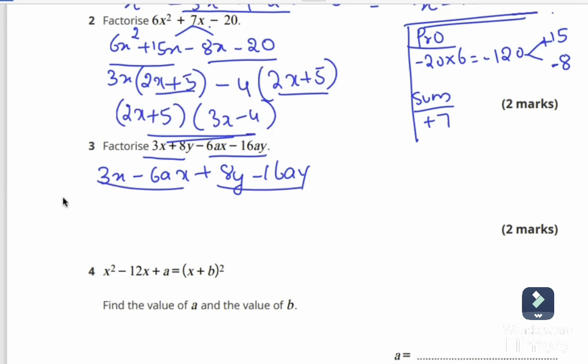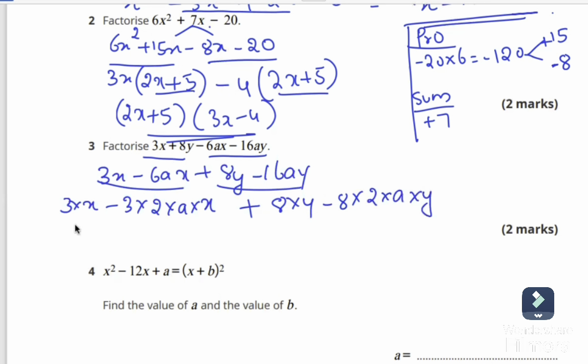So if you see here, when factorizing, you can write it this way: 3 into 2 into a into x plus 8 into y minus 8 into 2 into a into y. Here 3 is common, as you can see, and also x is common. So you're left with 1 minus 2a. Plus you have 8 common here, as well as y common here. So you're left with 1 minus 2a, right?